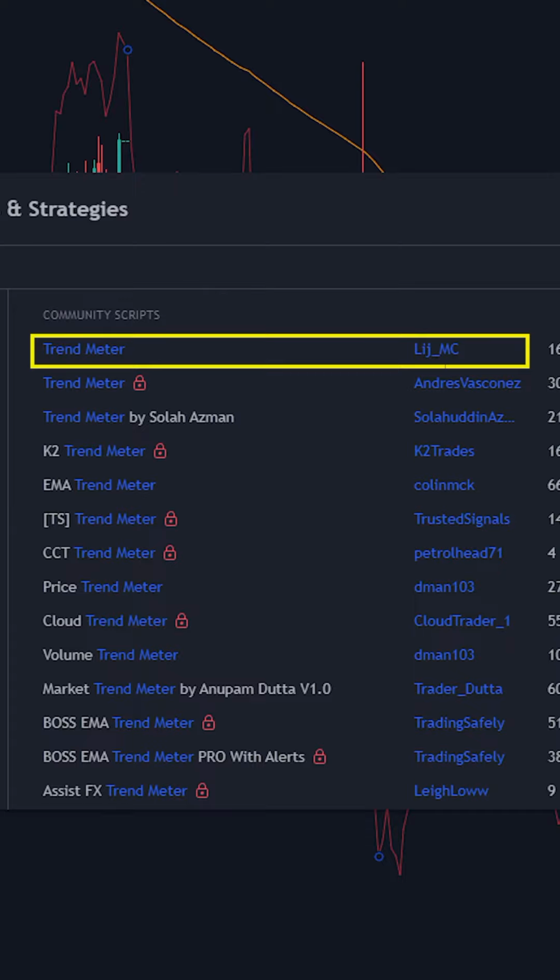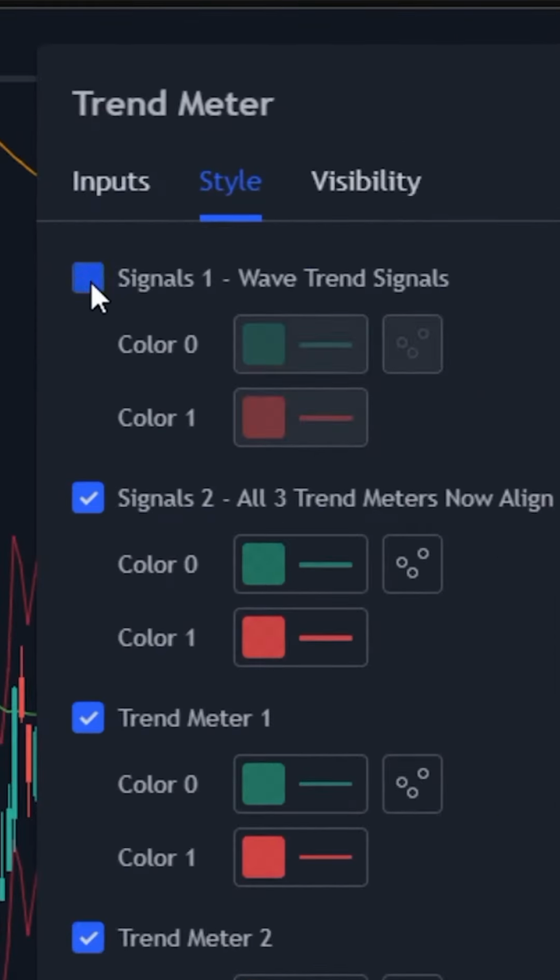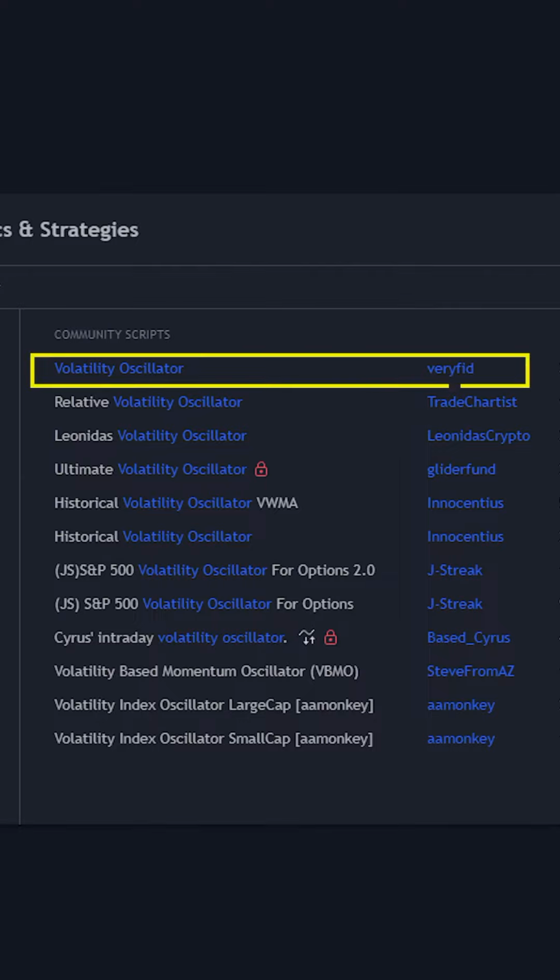Next, we're gonna need an indicator called the trend meter. Keep the settings at default, just uncheck the signals one box. Then finally, we need a volatility oscillator.